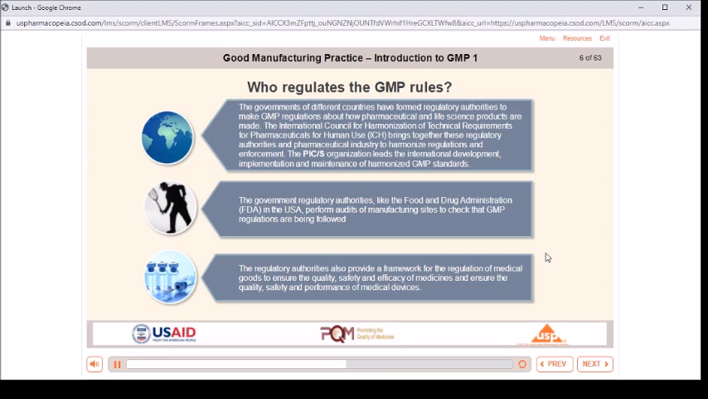The government regulatory authorities, like the Food and Drug Administration, FDA, in the USA, perform audits of manufacturing sites to check that GMP regulations are being followed. The regulatory authorities also provide a framework for the regulation of medical goods to ensure the quality, safety, and efficacy of medicines and ensure the quality, safety, and performance of medical devices.